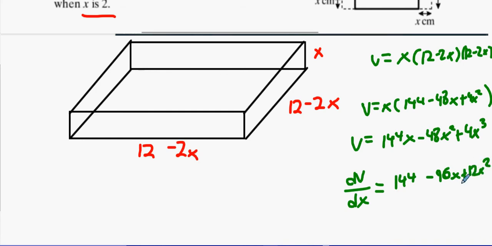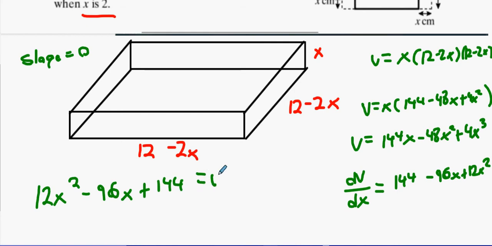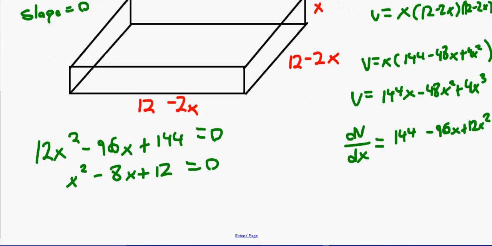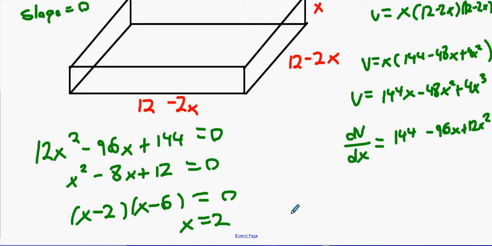Did anybody get that for the first derivative? Okay, so when the slope equals 0 is when you either have a max or a min, because it's a cubic function. So we're going to get 12x squared minus 96x plus 144 equals 0. I would divide by 12 in your shoes. And I think you're going to get 6 and 2. (x minus 2)(x minus 6) equals 0. x equals 2, and x equals 6.